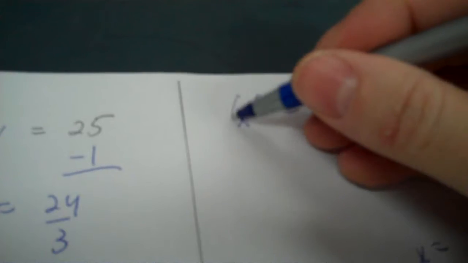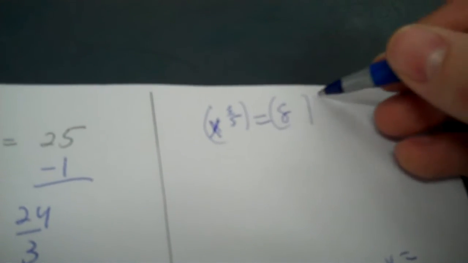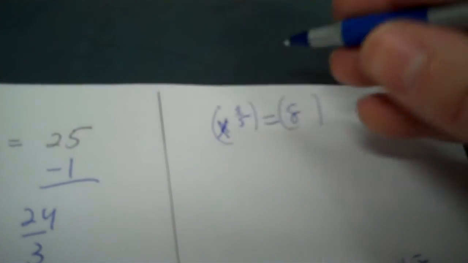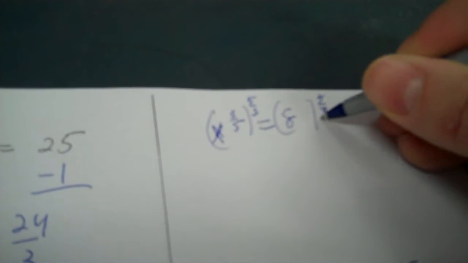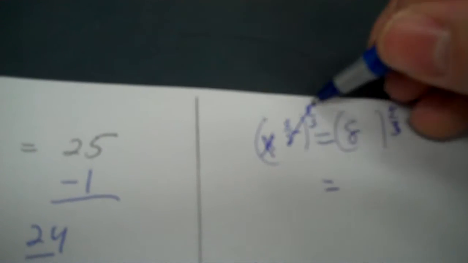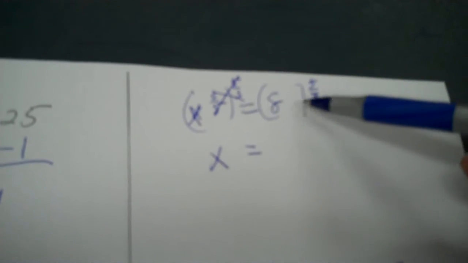Now here's what you do if you have a fraction power. You're going to parenthesize each side, and outside that parentheses, you're going to flip the fraction. 5 over 3, 5 over 3. Because here's what happens: if I have a 5 on top and 5 on bottom, those cancel, and now I have x by itself. Now I've got to figure out what 8 to the 5 over 3 power would be.